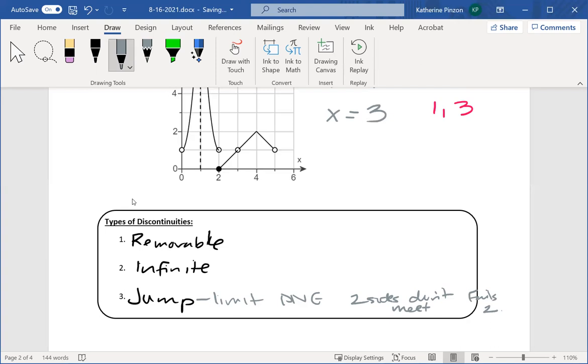The next one is asymptote. Which one do you think that is? Infinite, yeah. So an infinite discontinuity is going to be an asymptote. So if there's a vertical asymptote in your graph, you're going to call that an infinite discontinuity. There's no way for you to fix that.